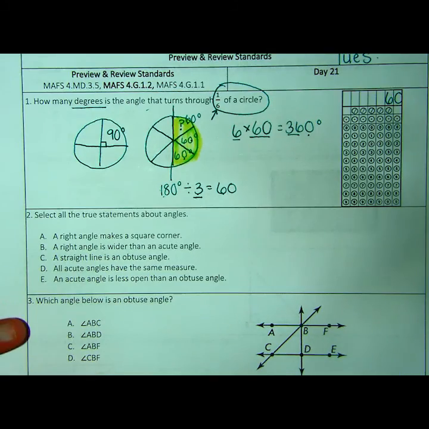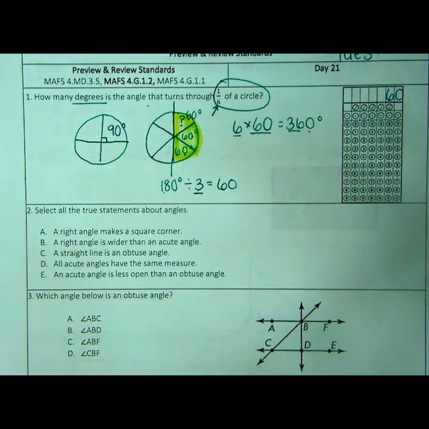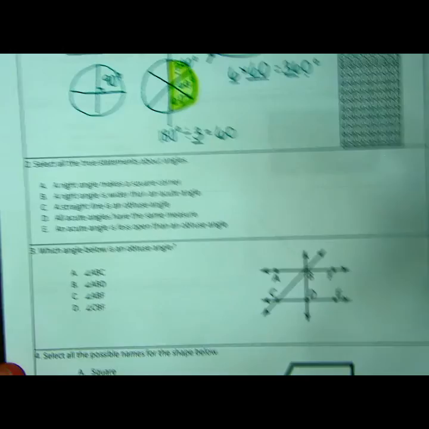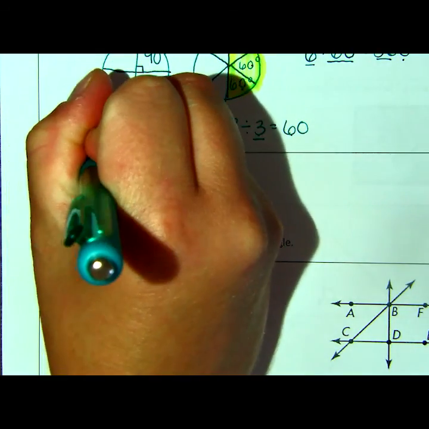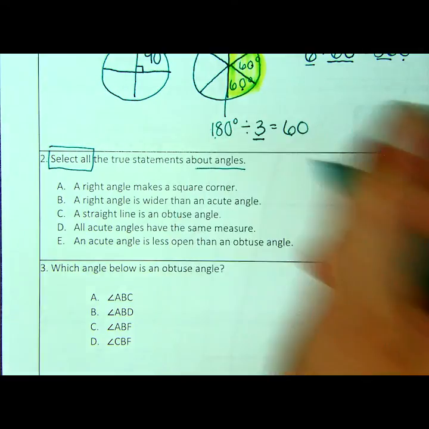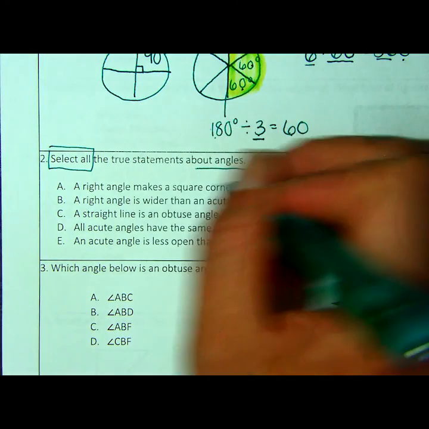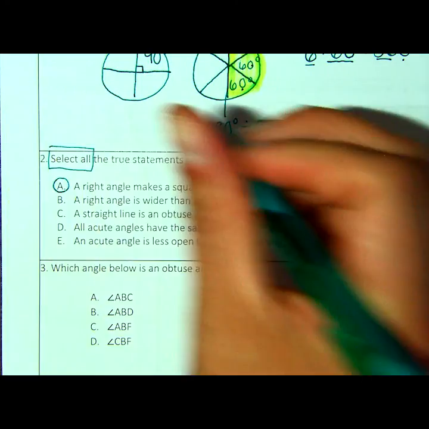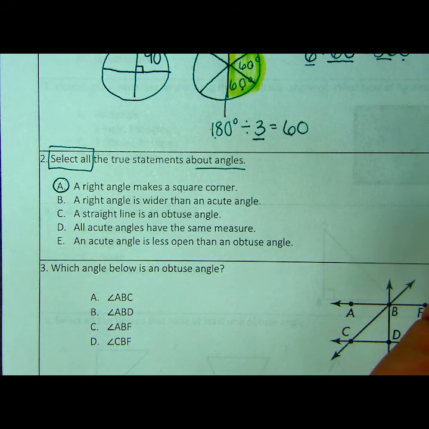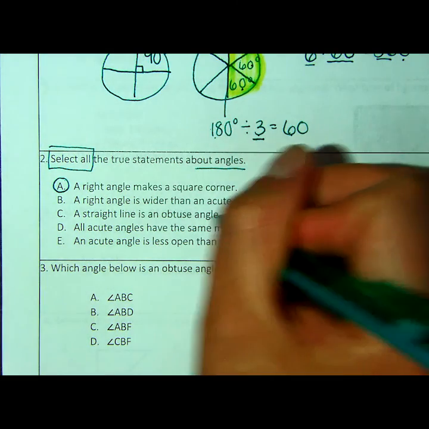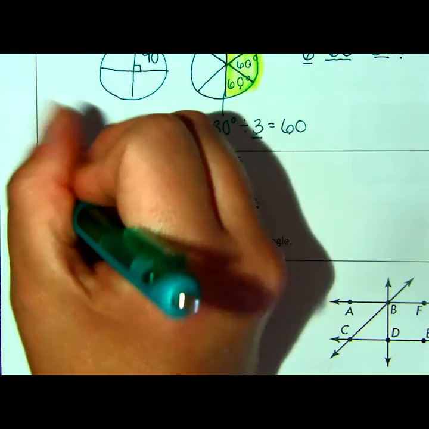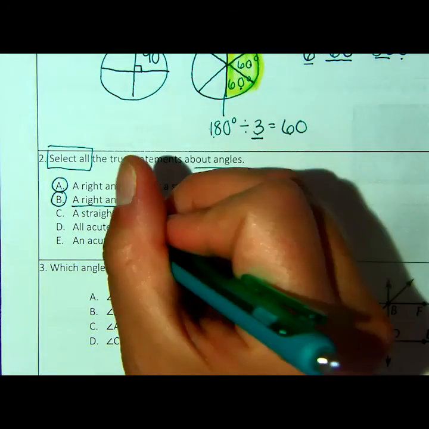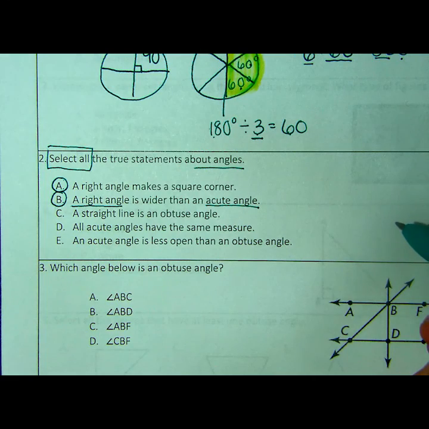Let's look at question number 2. Select all the true statements about angles. So this is a select all, and we're focused on angles. A right angle makes a square corner. I know that's true. A right angle is wider or open more than an acute angle. So is a right angle larger or open more than acute? Yes, that's true. A straight line is an obtuse angle. A straight line just goes on and on forever.